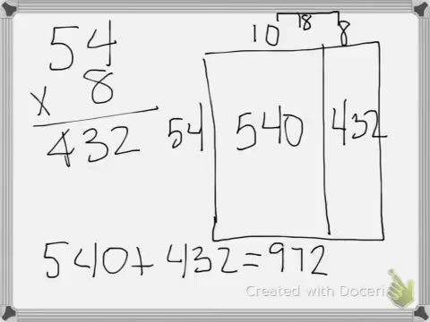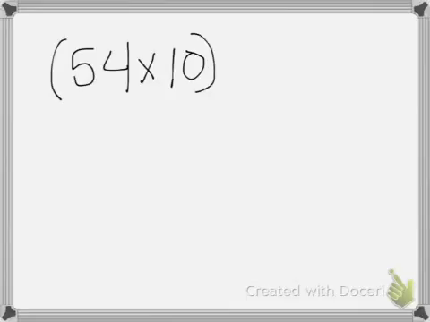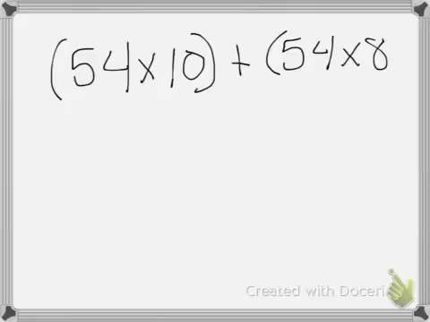We could also use parentheses, which would look like this. You could do 54 times 10 plus 54 times 8. You are going to apply this idea when you use the U.S. traditional multiplication to multiply two-digit by two-digit numbers. So multiplying separately, and then adding them together.